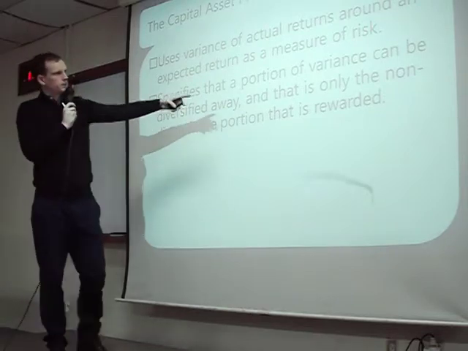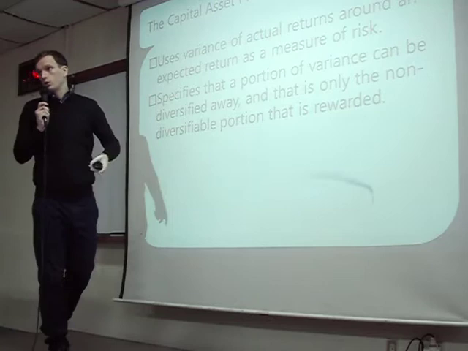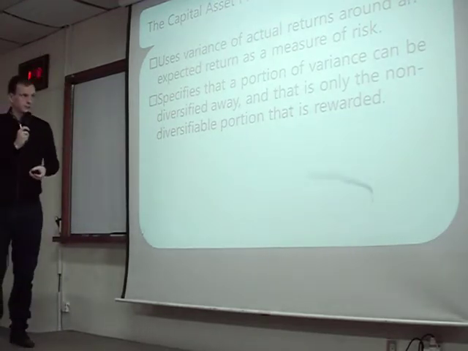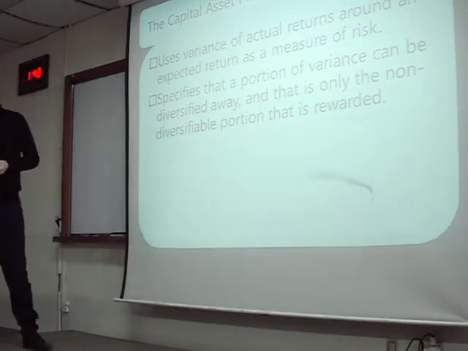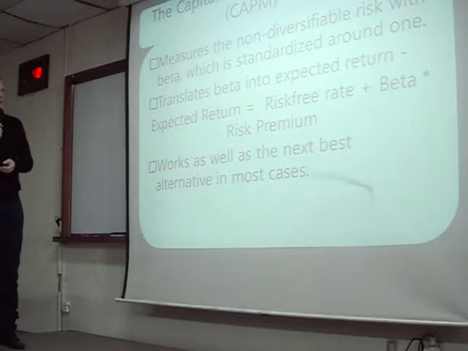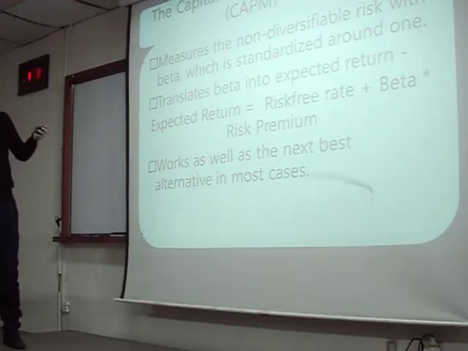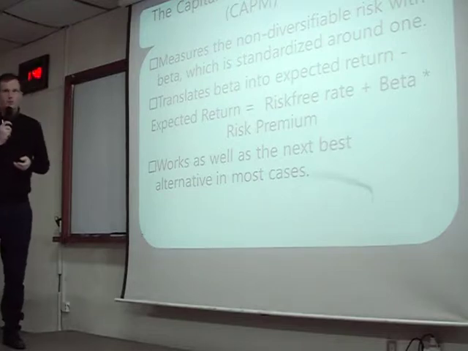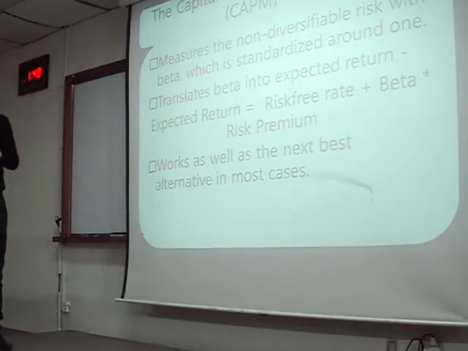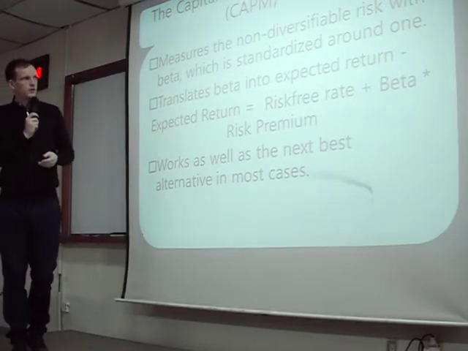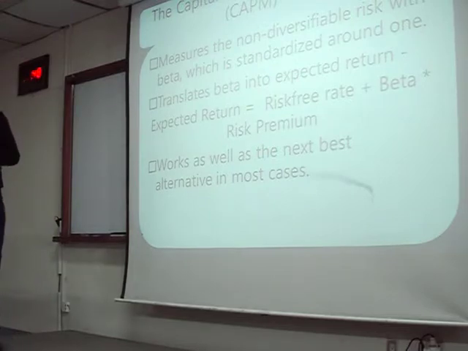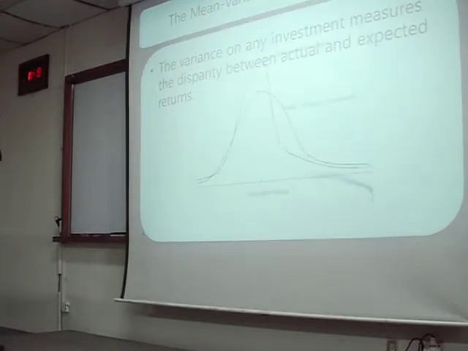Maybe we'll explain these words you might not understand now, but we'll go through it. It says that a portion of variance can be diversified away, and only the non-diversifiable portion is rewarded. So it measures the non-diversifiable risk with beta, which is a number that is standard around 1. Beta is then translated into expected return. Right now you don't know what beta is, right? So we're going to explain that.